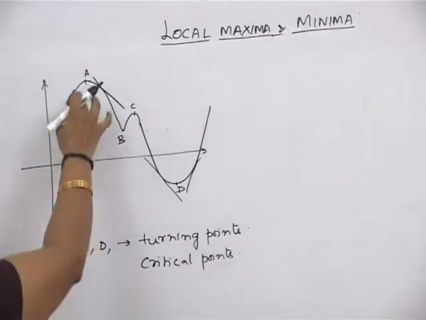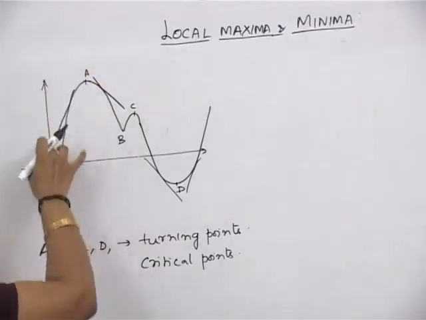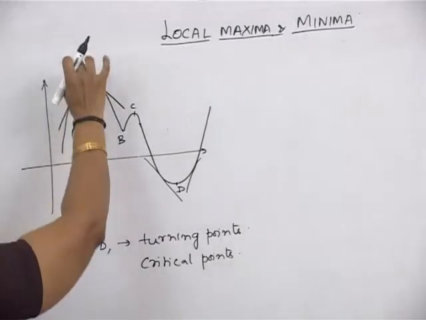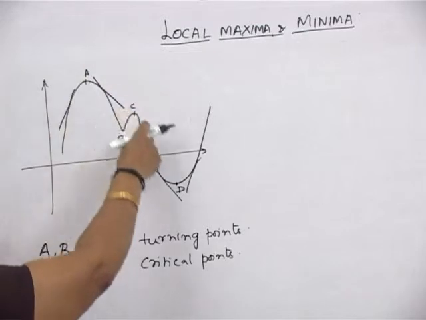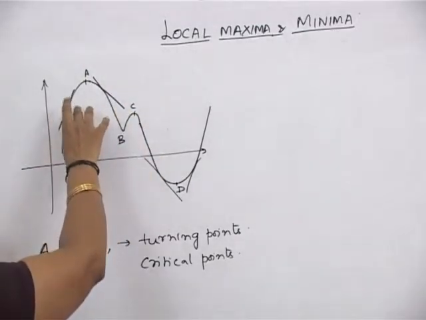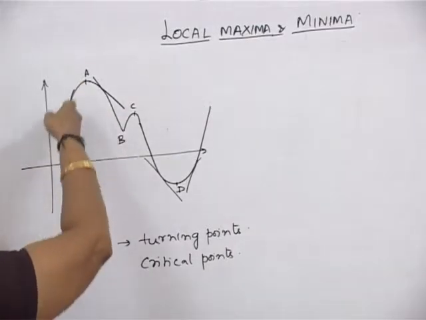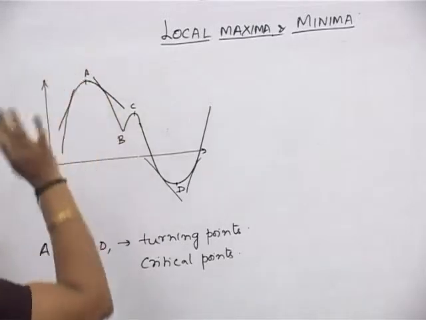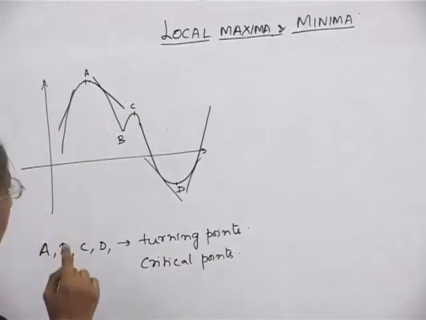Now you can observe to the left of A, how is the slope of the tangent to the curve? It is going to be positive, whereas the slope of the tangent to the right of A is going to be negative. So f dash of x, which is nothing but the slope of the tangent, is going to change its sign from being positive to negative around A. Therefore, we can say that A is the point of maximum, and the value of the function at the point A will give us the local maximum value.